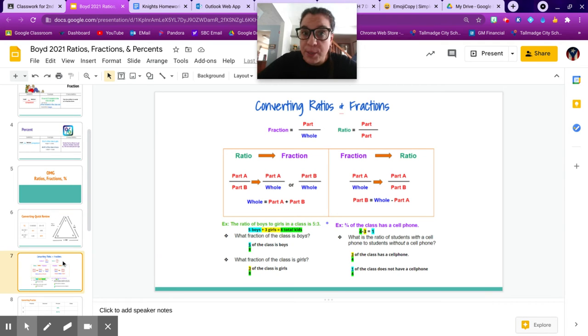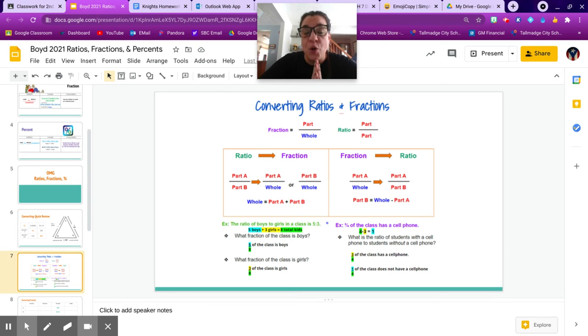One more OMG page that I have for you on slide 7. What if I need to turn a ratio into a fraction or a fraction into a ratio? It's really not that complicated. All you need to remember is that one is part to part and one is part to whole.